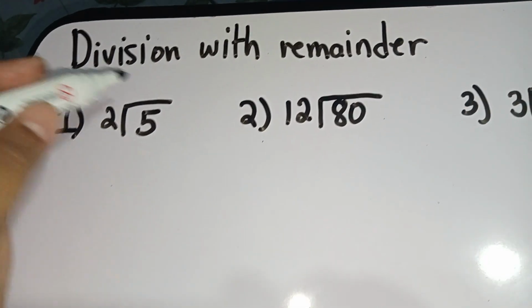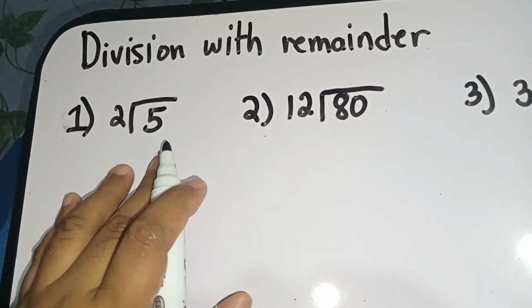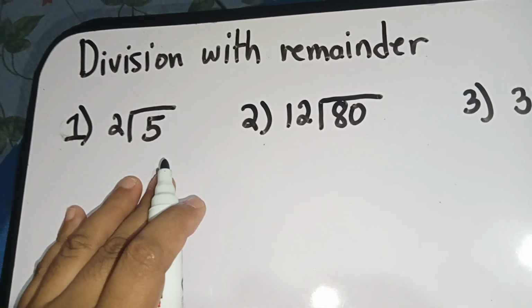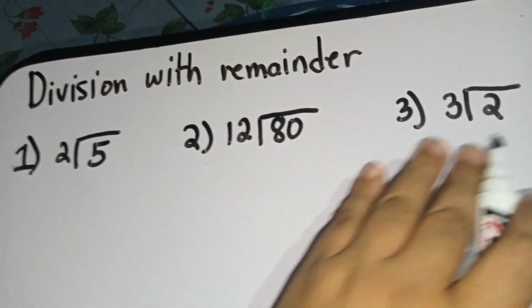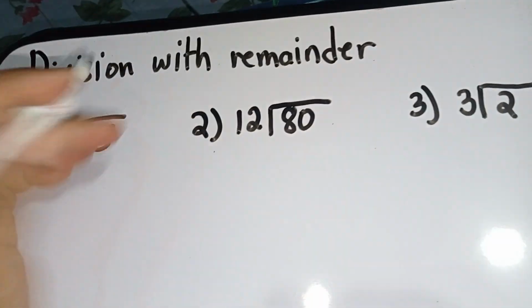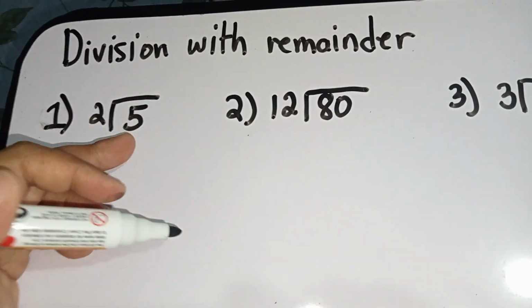So let's talk about division with remainder. As you can see, 5 is not divisible by 2, meaning to say there is an excess. So this given has an excess when we divide it by the given divisor. For instance, 5 divided by 2.